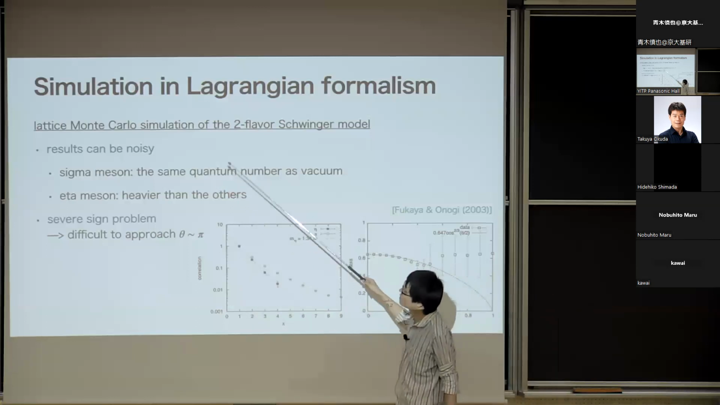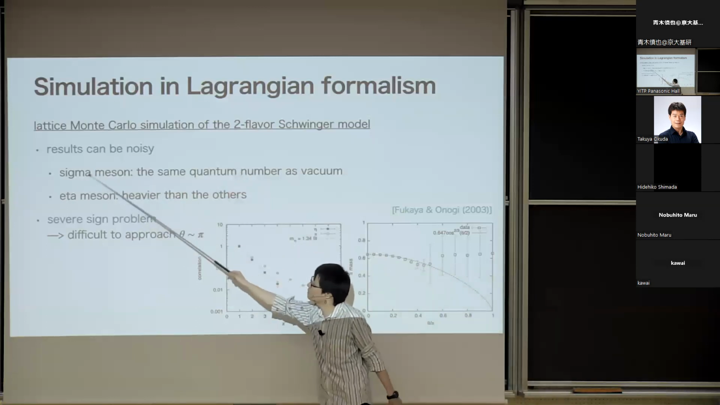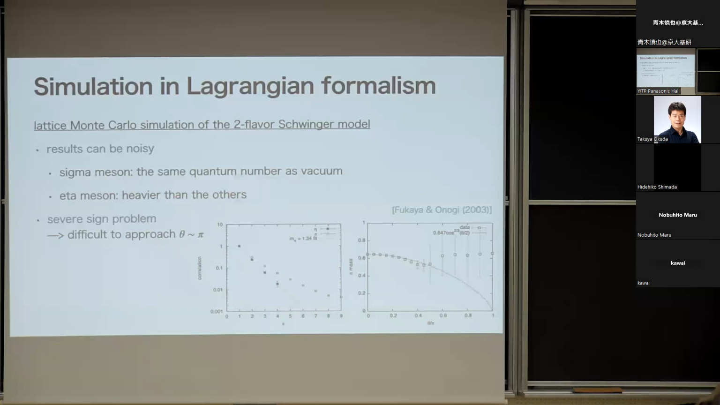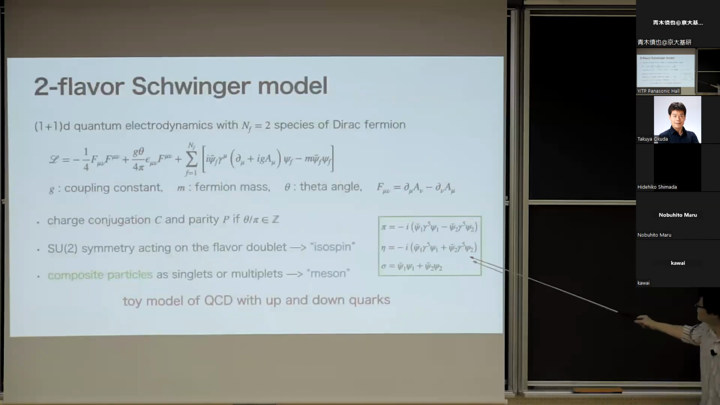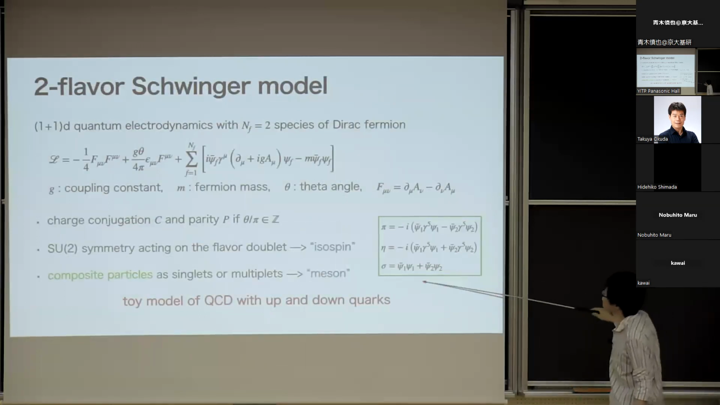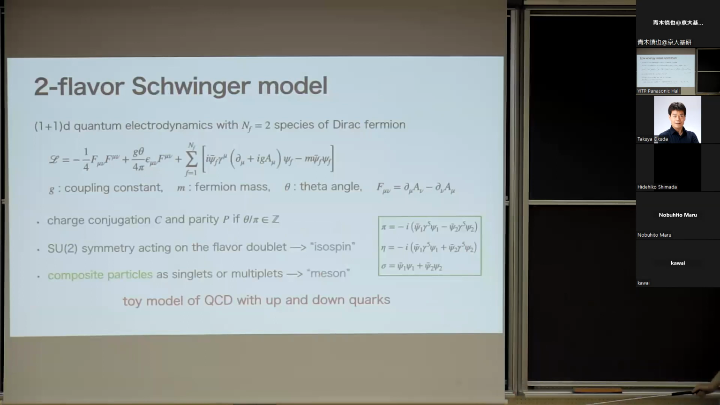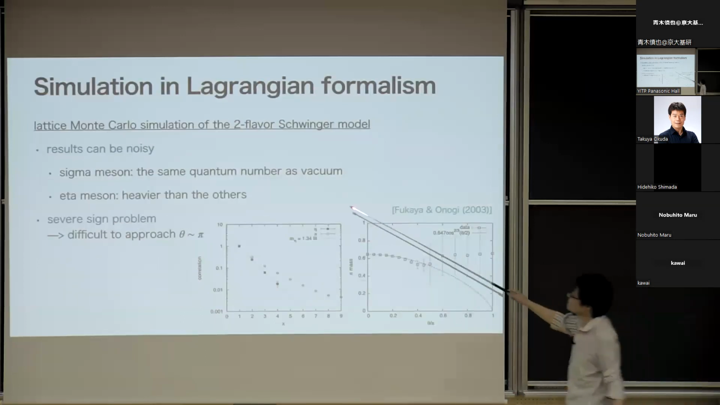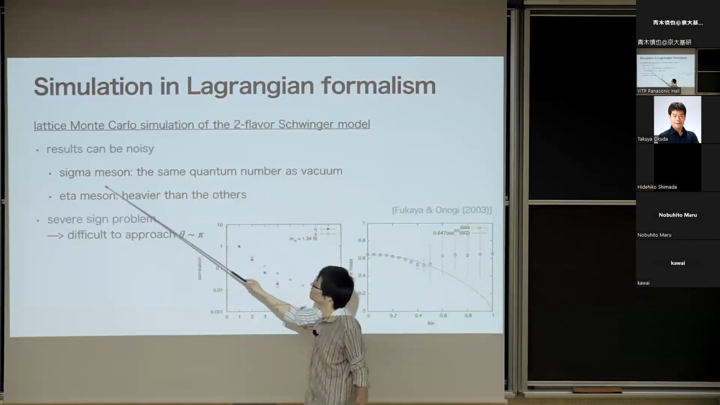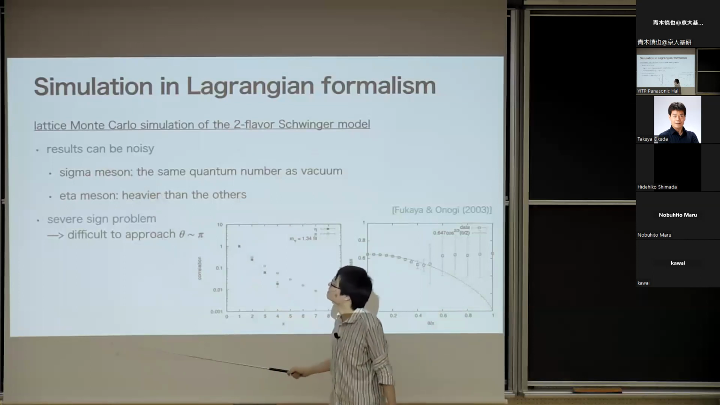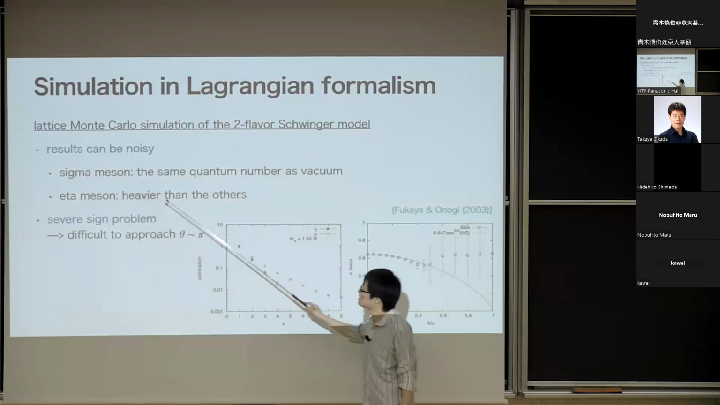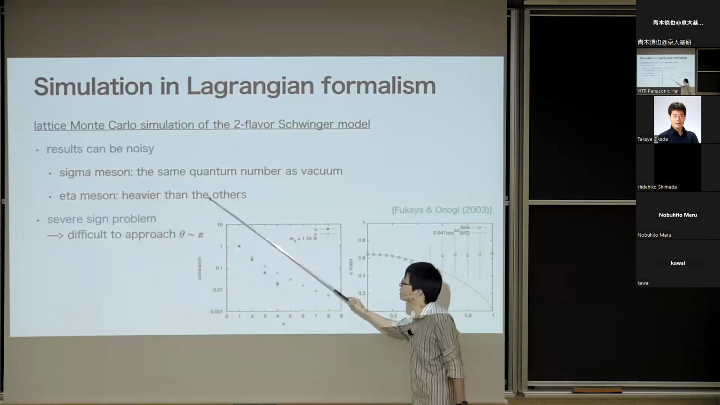The difficulty in the Lagrangian formalism is, for example, about the sigma meson. This meson has the same quantum number as the vacuum. It is actually scalar with even parity. So in that sense, it has the same quantum number as the vacuum, so it's difficult to extract a clear result due to statistical noise or some other effect. And also the eta meson is the heaviest one, so it is also difficult.